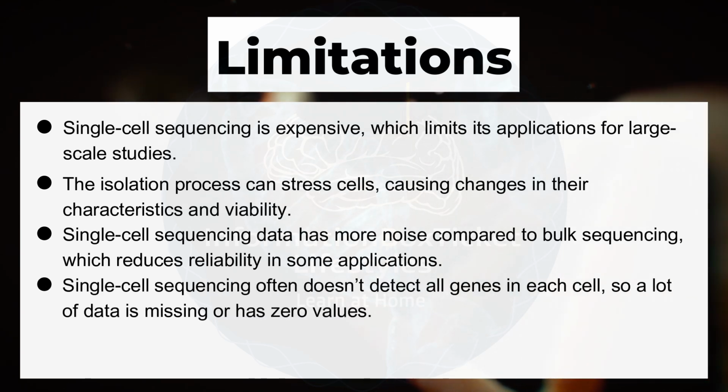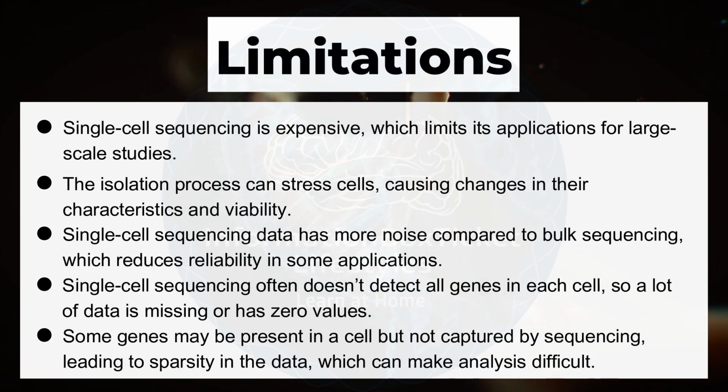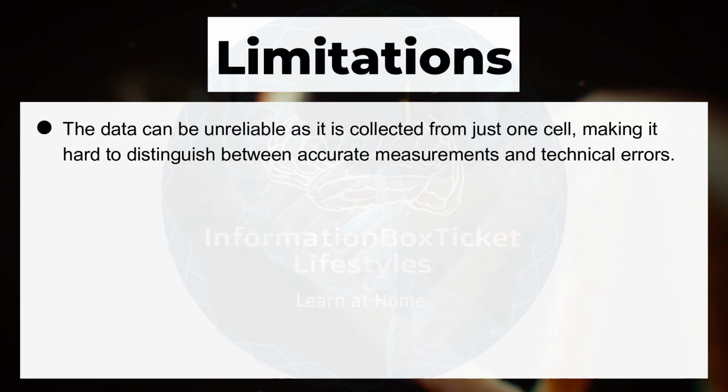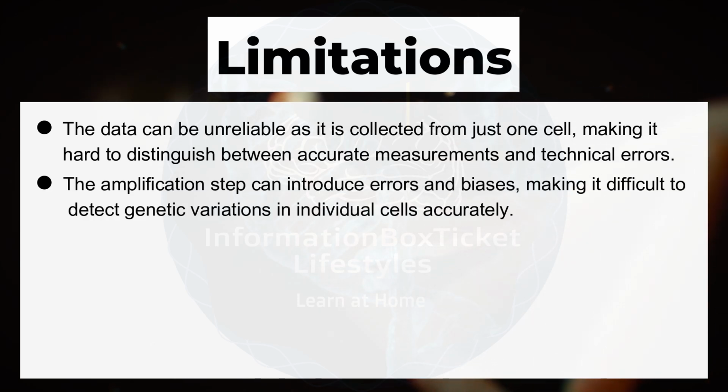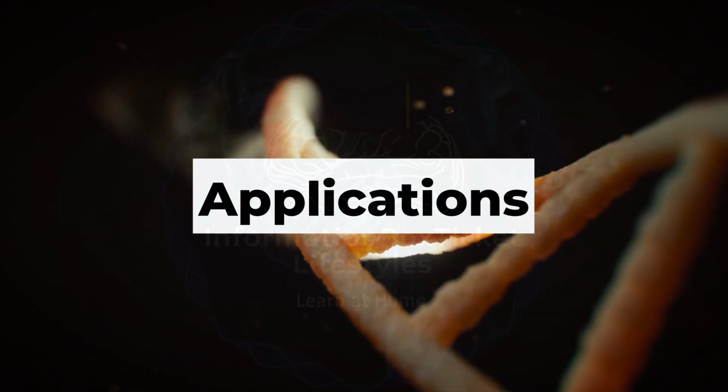Single-cell sequencing often doesn't detect all genes in each cell, so a lot of data is missing or has zero values. Some genes may be present in a cell, but not captured by sequencing, leading to sparsity in the data, which can make analysis difficult. The data can be unreliable as it is collected from just one cell, making it hard to distinguish between accurate measurements and technical errors. The amplification step can introduce errors and biases, making it difficult to detect genetic variations in individual cells accurately.